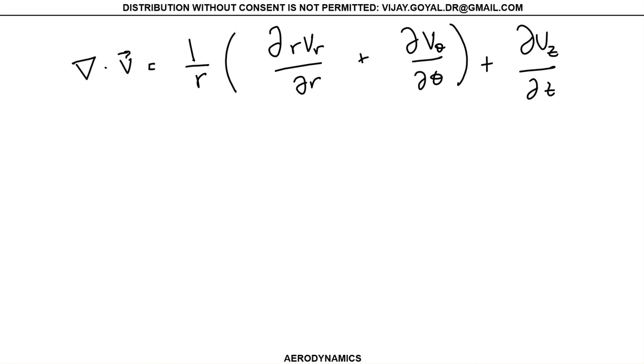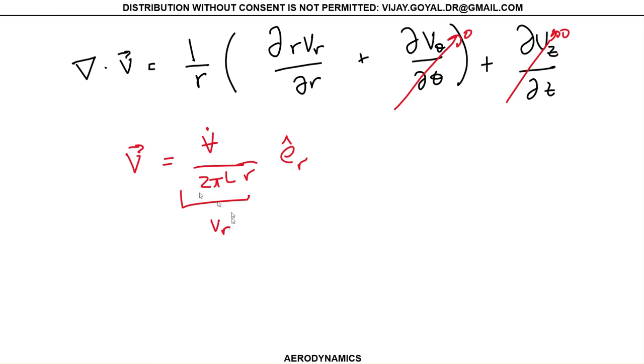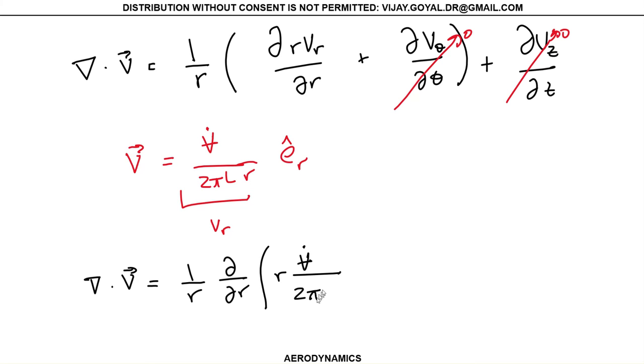But now in our problem, for a sink, this was 0 and your VZ was 0. So this is the only thing that you were left with. Okay, so in your problem, remember this was minus 2 pi L over R ER, right? So this is your VR. This is the only thing that remains non-zero. So in other words, your problem then, this dot this is equal to 1 over R partial of R VR with respect to R is equal to 2 pi L.